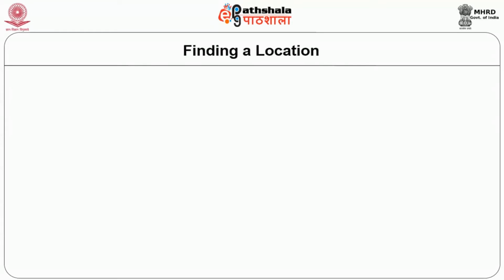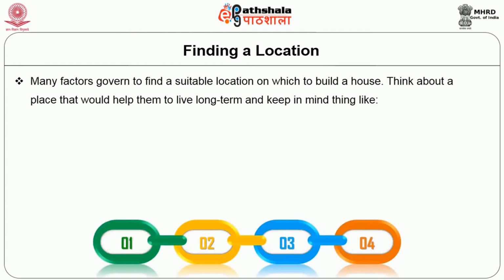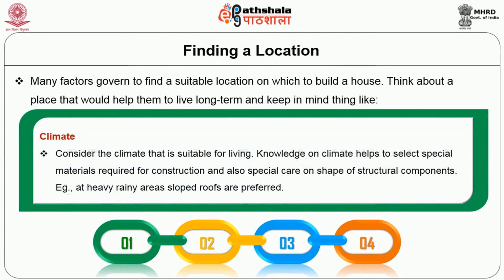First is finding a location. Many factors govern finding a suitable location on which to build a house. Think about a place that would help them to live long term and keep in mind things like: 1. The climate. Consider the climate that is suitable for living. Knowledge on the climate helps to select the special materials required for construction and also special care on the shape of the structural component. Example, in a heavy rain area, sloped roofs are preferred.